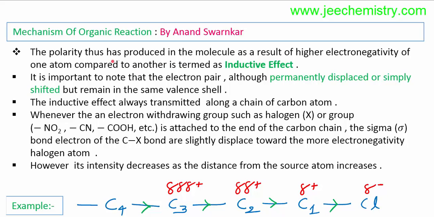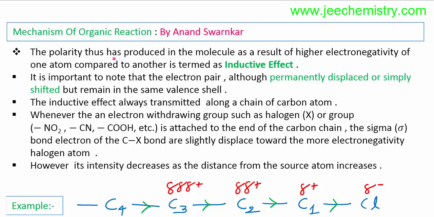The polarity produced in a molecule as a result of higher electronegativity of one atom compared to another is termed the inductive effect. Inductive effect means polarity is produced in the molecule because one atom has a higher electronegativity. For example, chlorine has a higher electronegativity than carbon, so this produces a polar covalent bond. Bonds are polarized, so we call them polar covalent bonds.